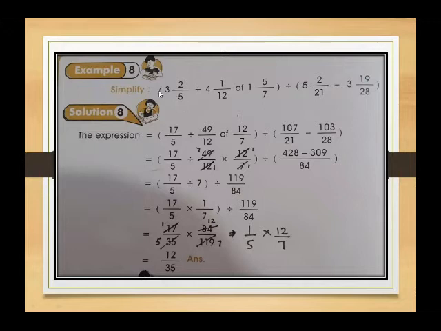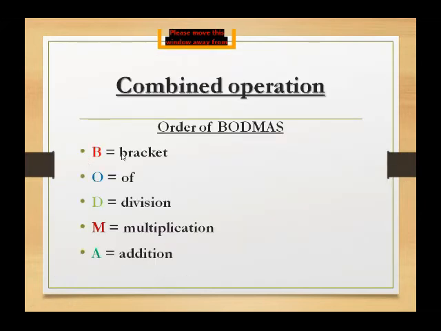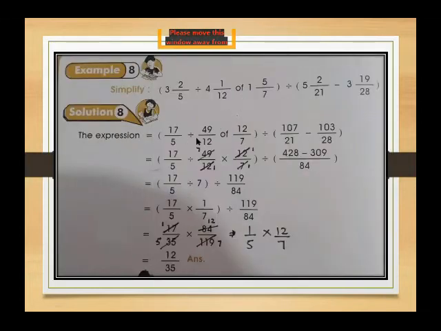First, only parentheses are given in this question, so first we will solve the parenthesis. There is no vinculum, so we'll start with the parenthesis. In the parenthesis, we will consider the signs. This is divide and this is off. Which operation will be simplified first? By BODMAS, brackets first, then off, then divide. So first we will solve off.